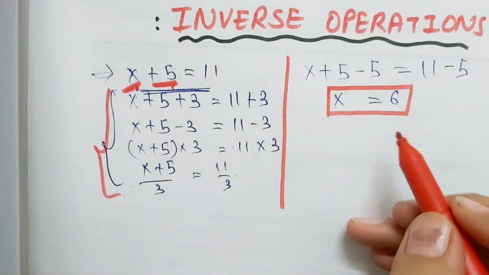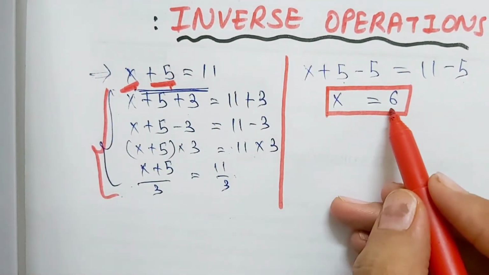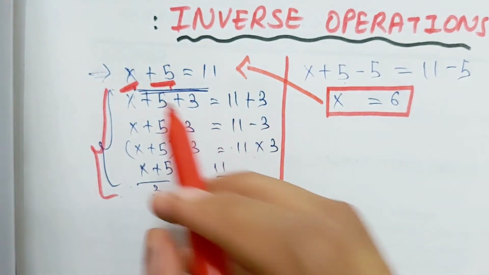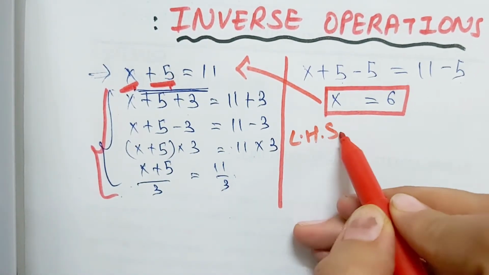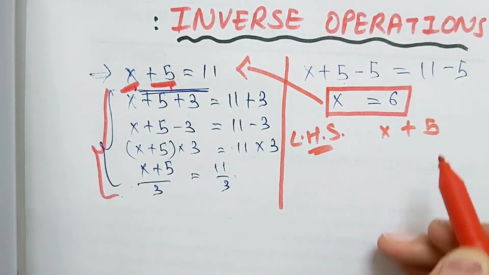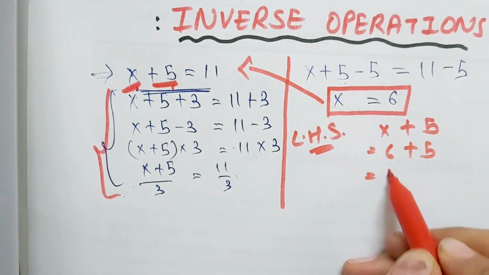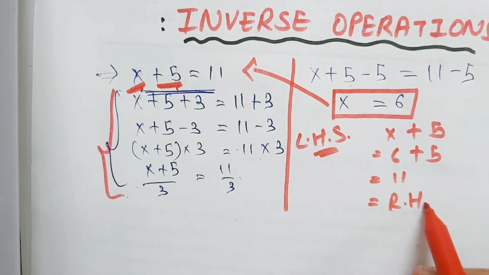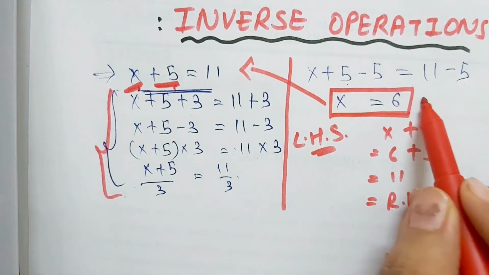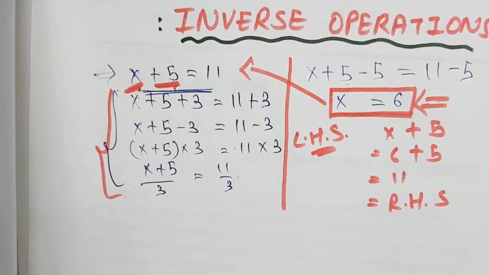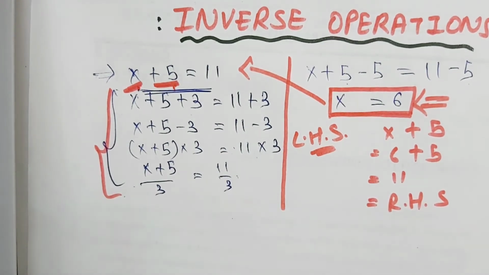You can also verify your answer by putting this value into this particular equation. Okay, let's do that. So my left hand side is x plus 5. Let's replace x with 6. 6 plus 5 is equal to 11, which is my right hand side. It means that this particular x value satisfies my parent equation. That's why x is my variable that I have found.